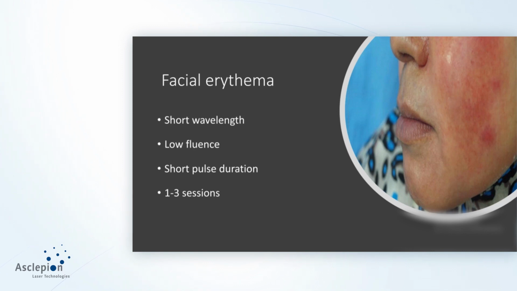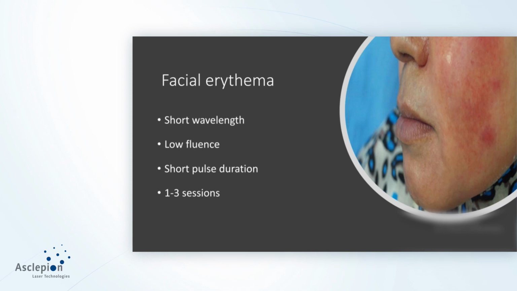At first, you must adjust the parameters. You must select short wavelengths. You must select low fluence. Short wavelength, we already have 577 nanometer. The fluence is low in facial erythema. You can start from 12 joules up to 16 joules, and a short pulse duration, and a marvelous result will be obtained from 1 to 3 sessions maximum.